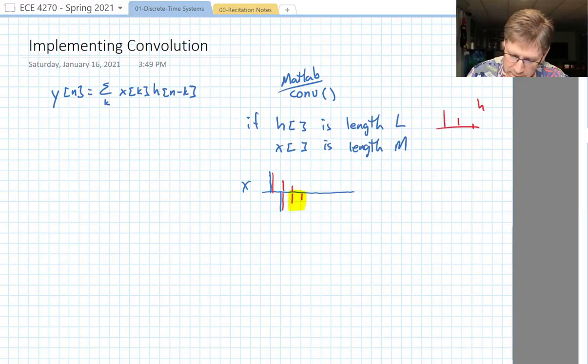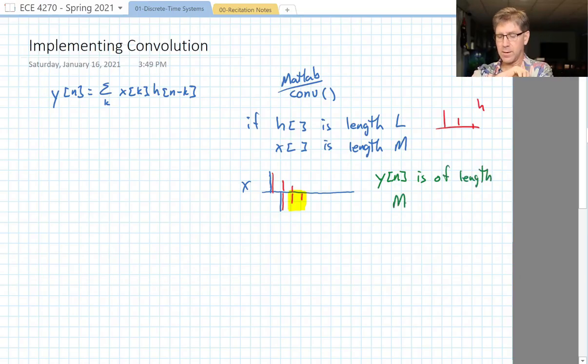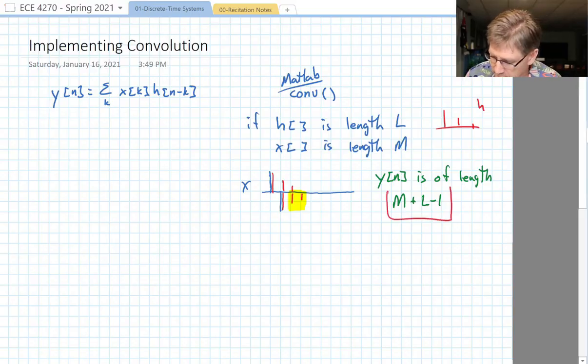So the length of y of n is of length M, the length of our input, plus L minus 1 as h continues to ring out. So that's an important thing to keep in mind.